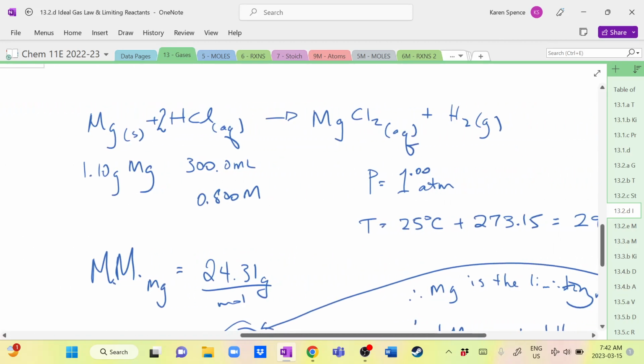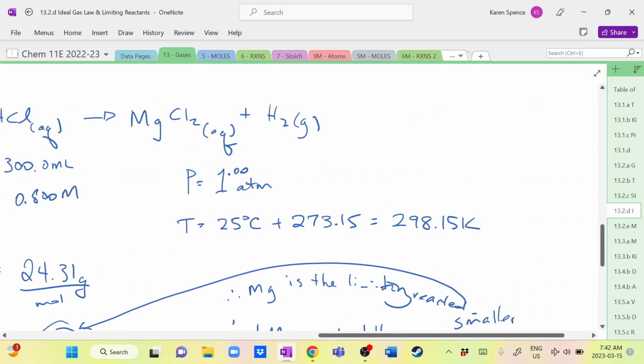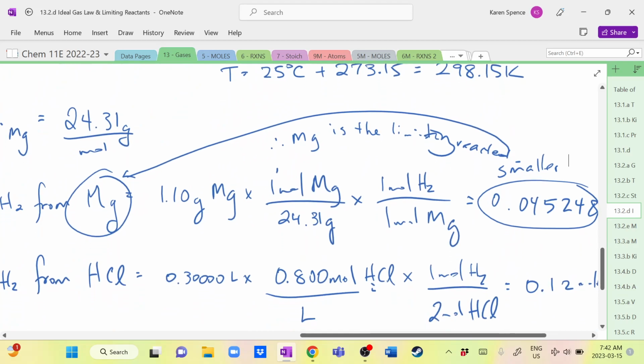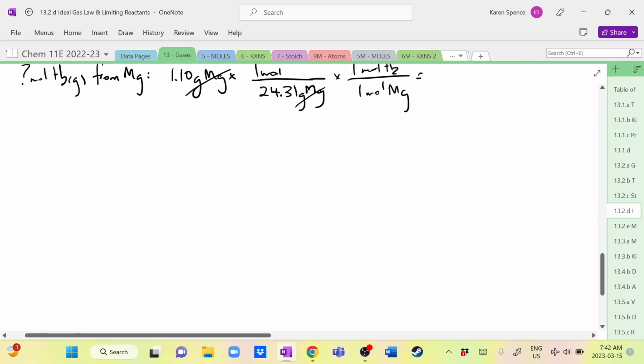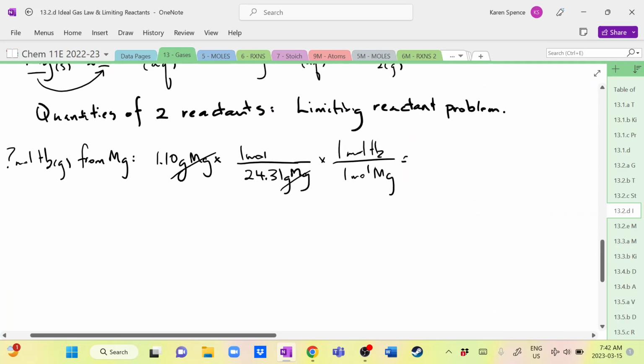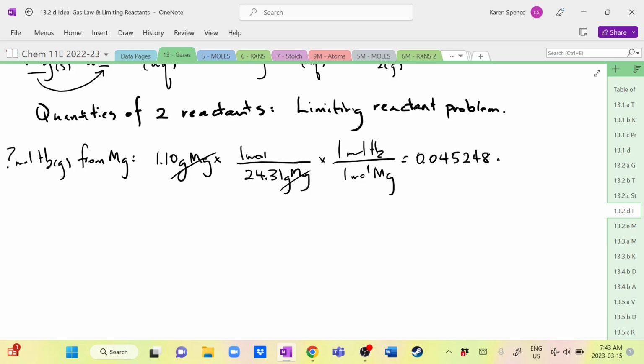And we get, oh look, I've calculated this out over here: 0.045248 moles of H2.